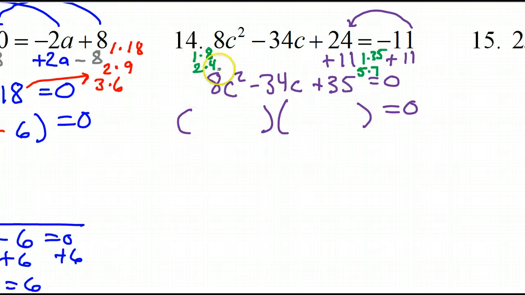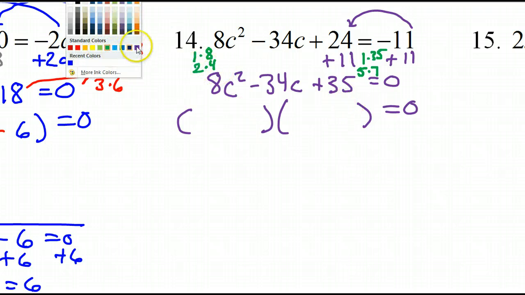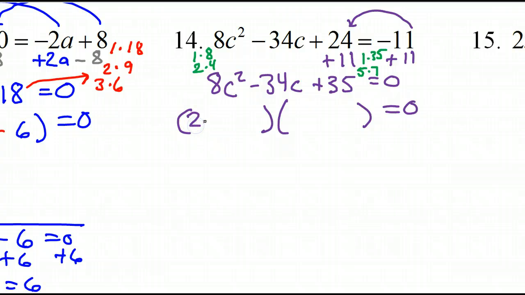So I'm going to start with 2 and 4 because I always start with the smaller number. So if I start with 2 and 4, that's going to be 2c times 4c. Okay, and I will start with the 5 and the 7. So that would be 5 and 7. Inner, I have 20. Alright, so 20C. Outer, I have 14. So 14C.